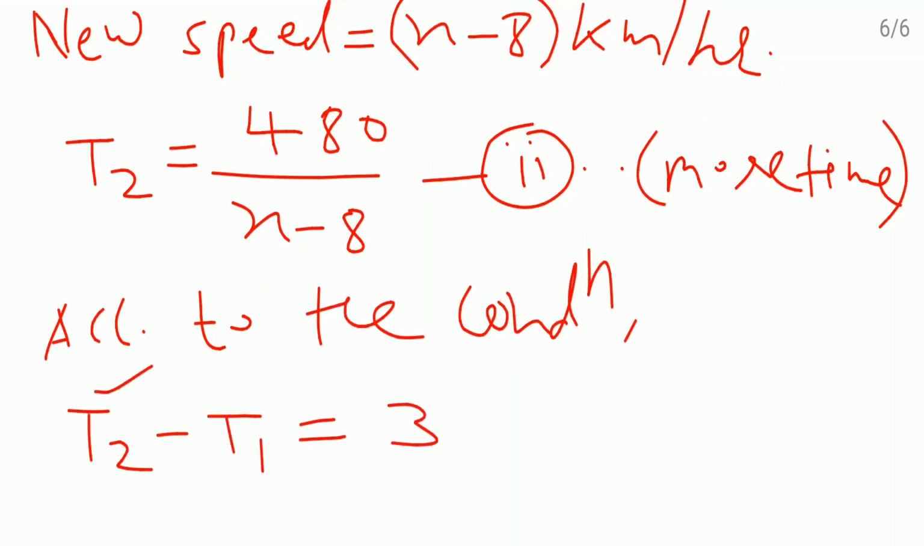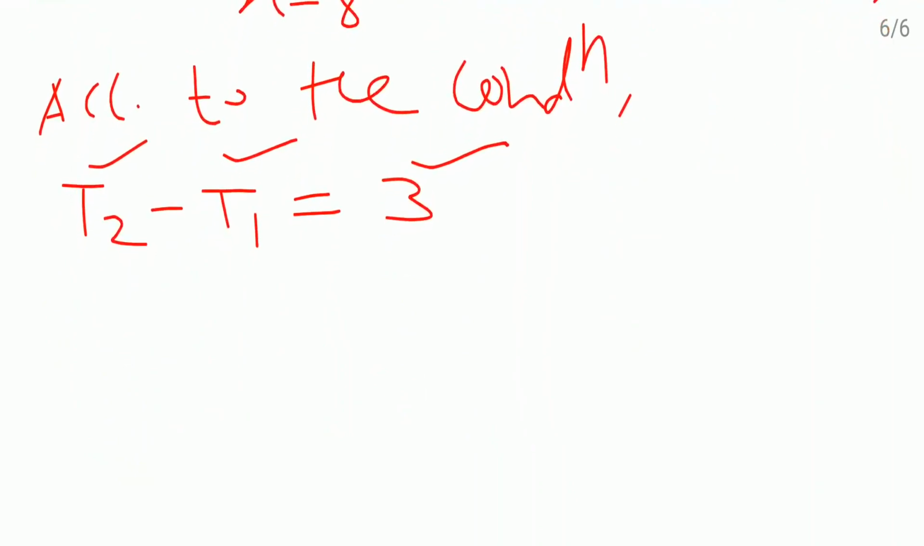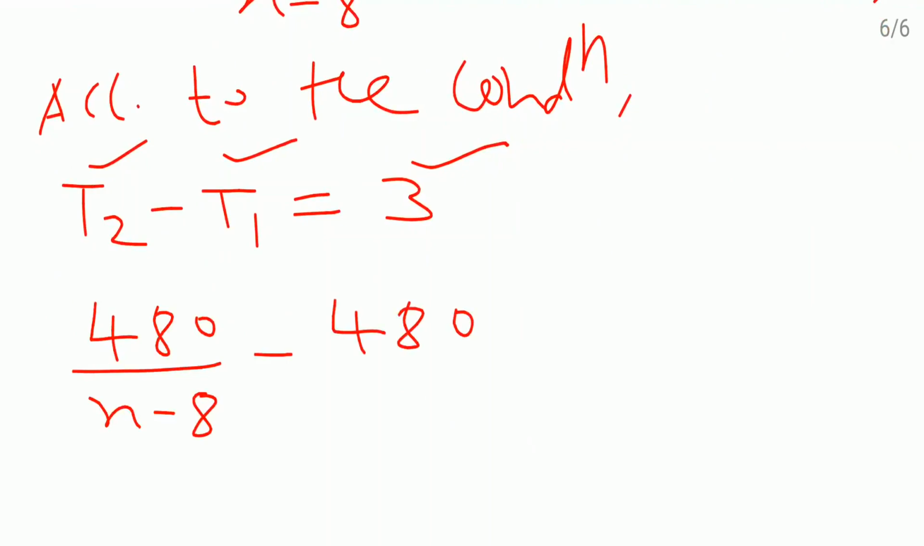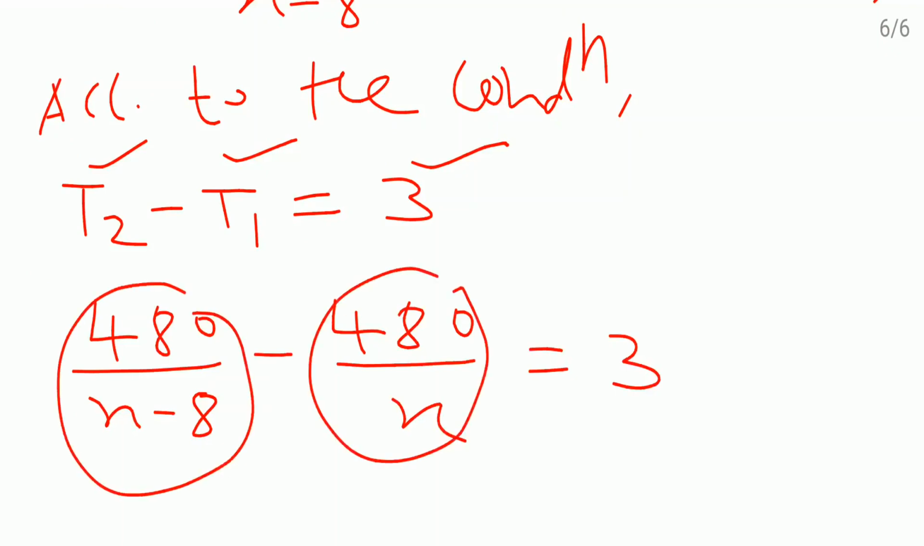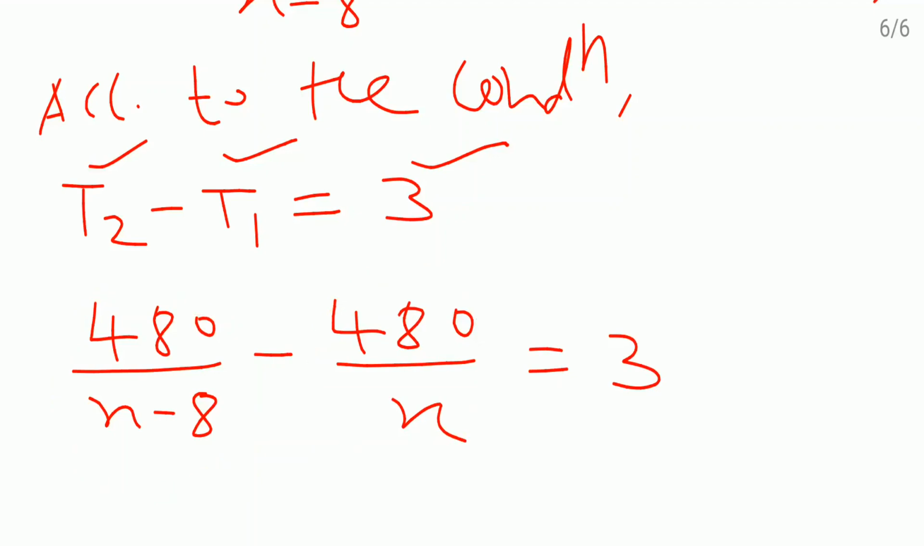See, this is time and this is time. Everything is in time. Now I'll just substitute the value here. T2 is what here? 480 divided by x minus 8, and T1 is 480 by x, which is equal to 3. Most of the time children make mistakes in these two terms. They forget to write T2 here, more time minus the less time. They sometimes write T1 minus T2. Okay, this type of mistake should not happen. For that only I have written in the bracket less time and more time.